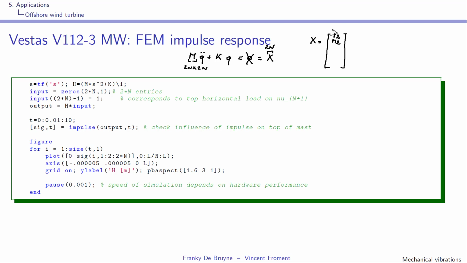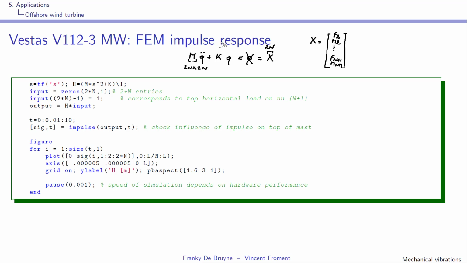Remember that we have lost the first node because the beam or the tower is anchored in the ground, and you can do this up to node n plus 1. So you could apply a force on node n plus 1 or a moment on node n plus 1. So you can do this and use the corresponding model for simulation.